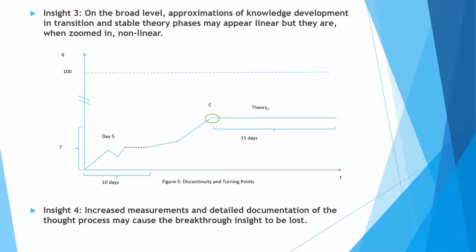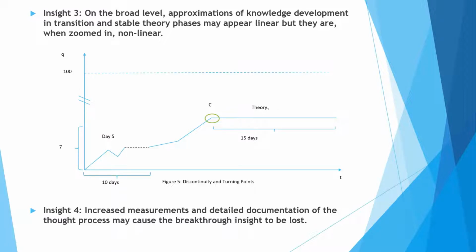On the broad level, approximations of knowledge development in transition and stable theory phases may appear linear, but they are, when zoomed in, non-linear. Additional parameters such as the number of steps needed to reach the correct theory, or absolute knowledge, can be read off by the number of theories between the original point and the final correct theory, or AK. While this seems to be an easy parameter to figure out, we shall see that in certain modes it will be hard to make such a count due to discontinuity in theory development.